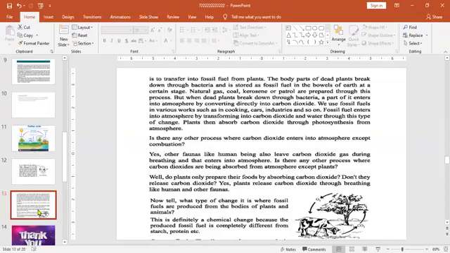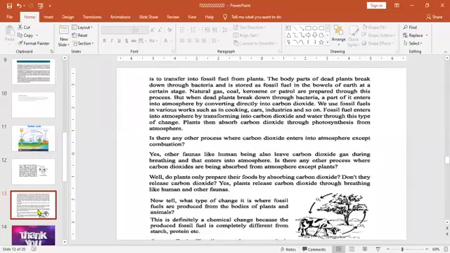A part of it enters the atmosphere by converting directly into carbon dioxide. We use fossil fuel for various purposes like cooking, cars, industry and so on. Fossil fuel enters the atmosphere, transforming into carbon dioxide, carbon monoxide and water through this type of change. Plants then absorb carbon dioxide from the atmosphere through photosynthesis.